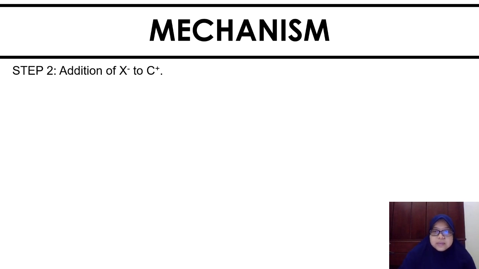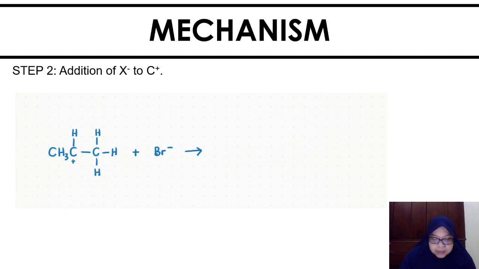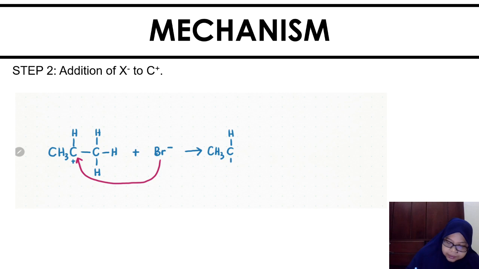We go to step 2 of addition, which is addition of X minus to the C plus. So in step 2, we will add X minus to C plus. So for this example, we will add Br minus to the carbocation. Since Br minus has more electrons compared to the C plus, our arrow will start from Br minus to the carbocation, forming a bond between the carbocation and the Br minus.